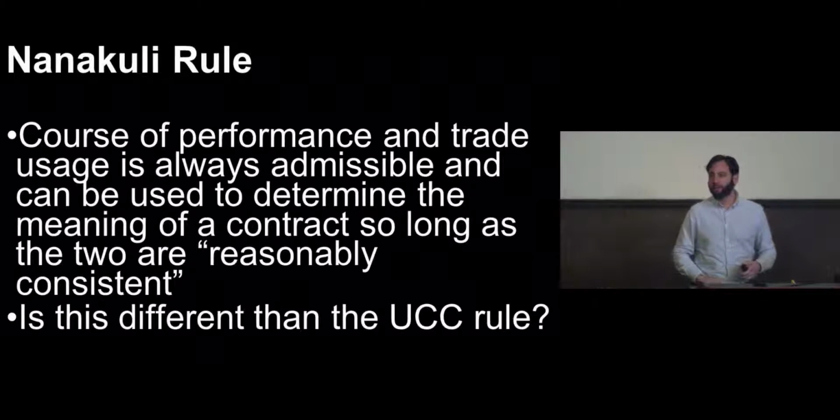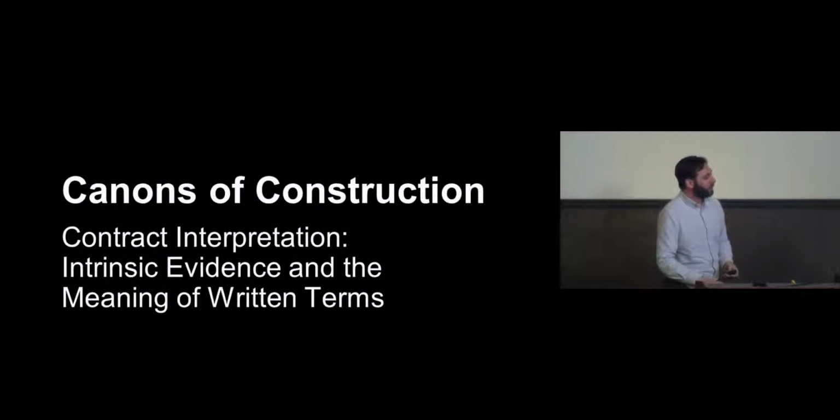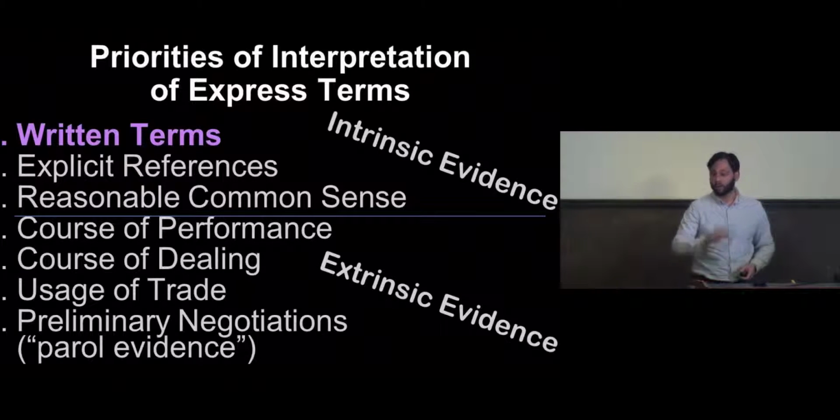Nanakuli, however, I think did not follow the UCC strictly. It flipped, in a way, usage of trade and prioritized it very highly, although course of performance was also at issue in that case. Let's then talk about the canons of construction.